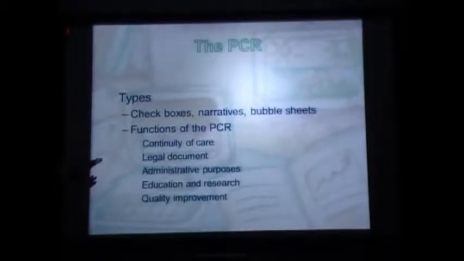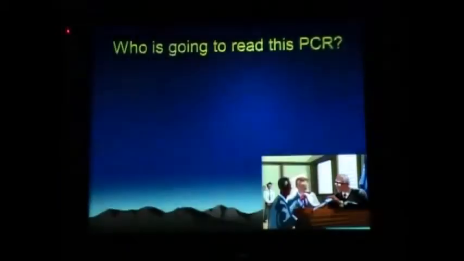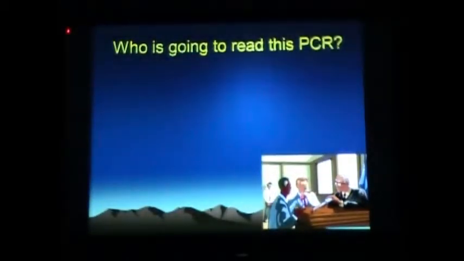Things that probably don't get teased out enough from our charting systems, whatever it may look like: education and research, again, probably as a function of the size of your departments, and to what extent you utilize that feature or that aspect of a charting system. And then the other really big one is quality assurance or quality improvement process, however that looks in your department.